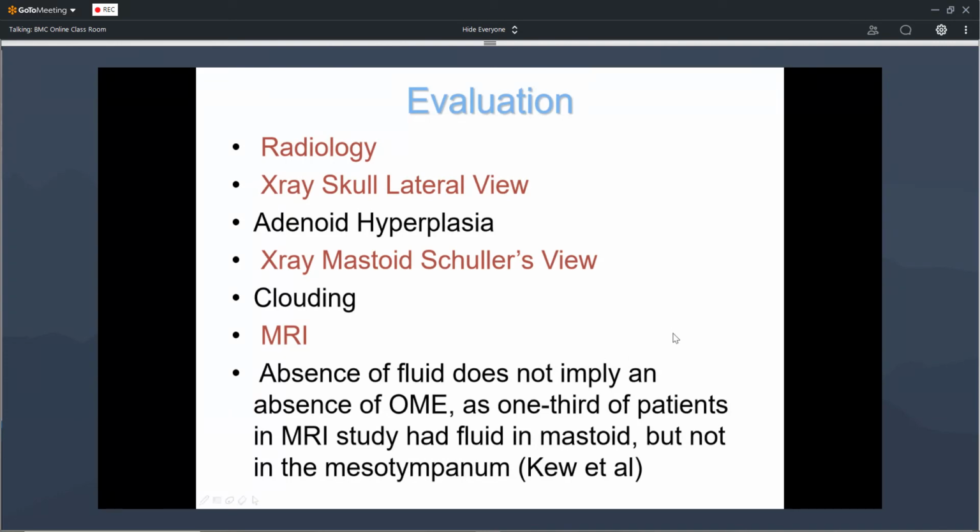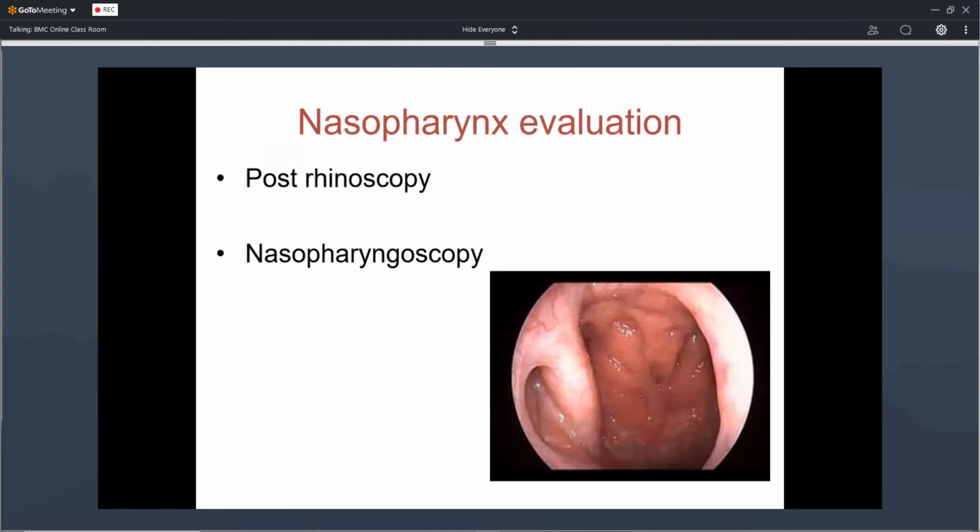Also, an X-ray mastoid Schuller's view can show any clouding of the air cells or haziness of the mastoid antrum because of the non-suppurative otitis media. One more clinical examination is endoscopy or posterior rhinoscopy. If you do the posterior rhinoscopic examination or flexible or rigid endoscopy, you can clearly see the nasopharyngeal lesion.